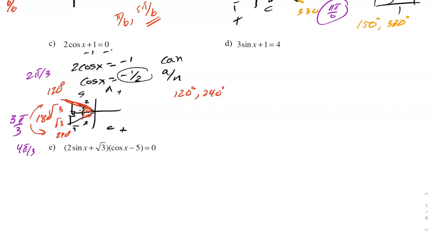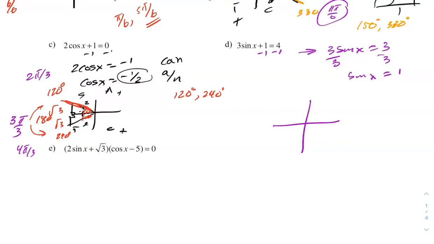So there you go. Next one, 3 sine of x plus 1 equals 4. So again, just solve it first. Let's do some algebra. 3 sine of x equals 3, divided by 3, sine of x equals 1. So now it's a special one. Sine of x equals 1. I've talked about this before, but that's a quadrantal angle.